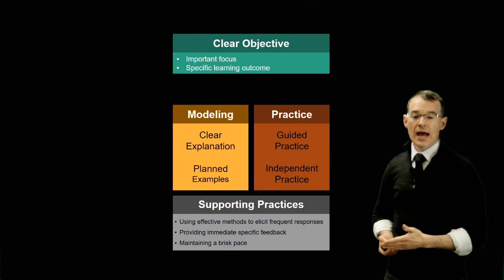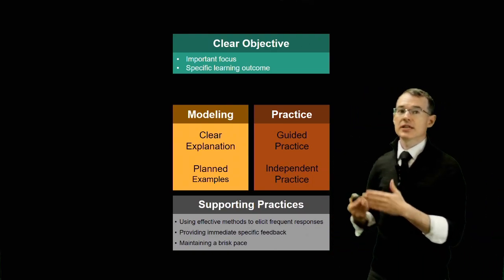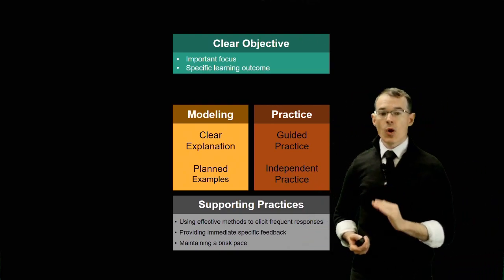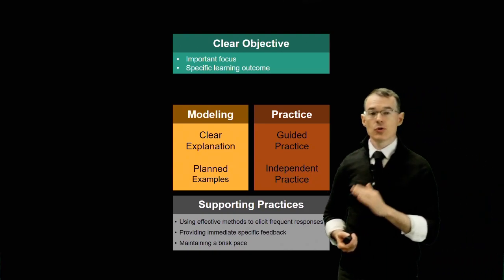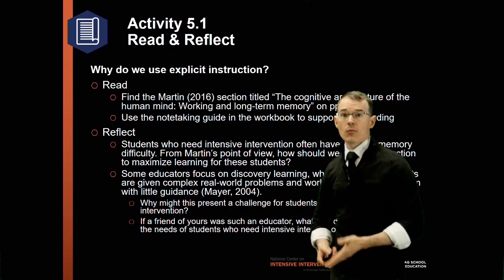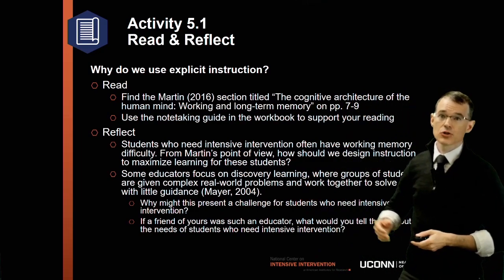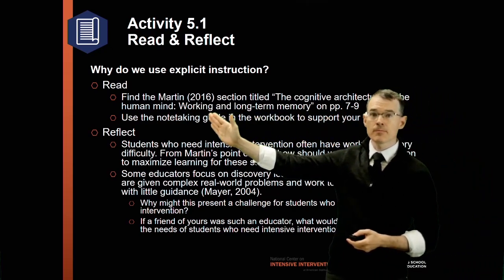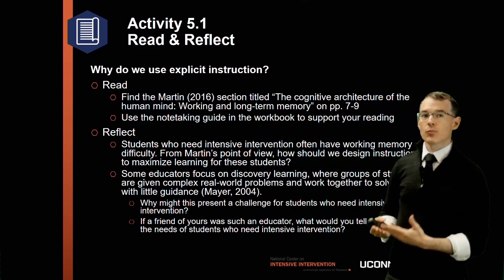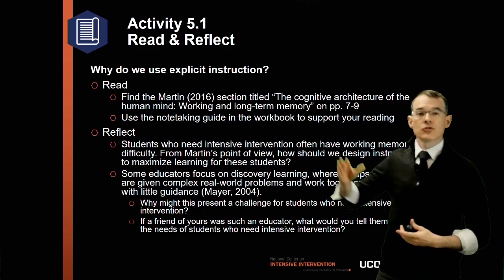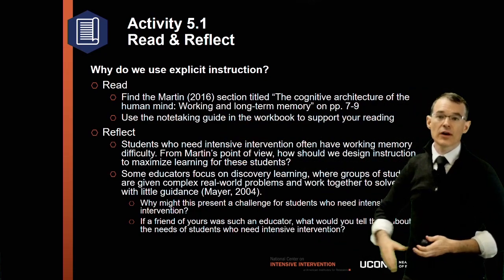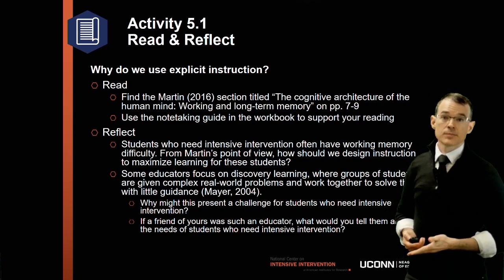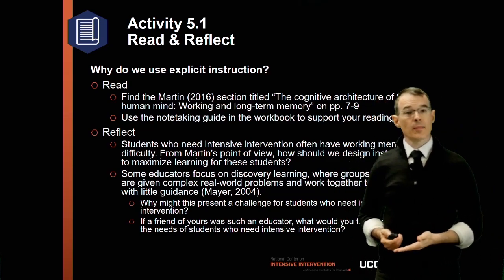So once we have this in place, it can really support students in learning the content. I want you now to think about this model and why it might be important for students who have intensive intervention needs. To do that, we're going to have you do your first activity as part of this module, which is to read an article. This is part of an article written in 2016 by Martin, and it gives you a feel for why it's important to do this with students who have intensive needs. So you'll read this article, and then in your workbook, there's some reflection questions for you to help you think about the importance of explicit instruction for students. So go ahead and read that article now, and then we'll come back together and we'll talk about it.